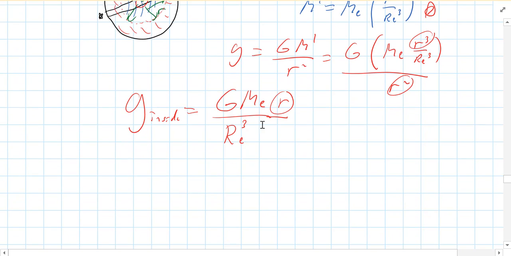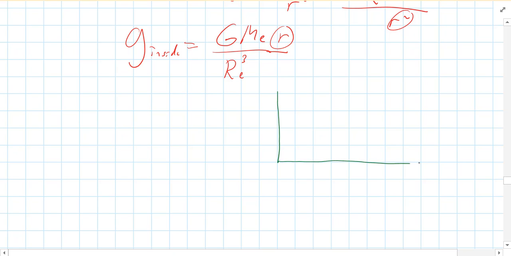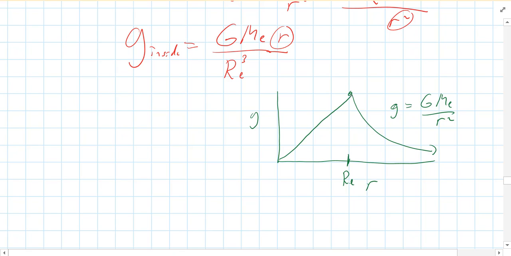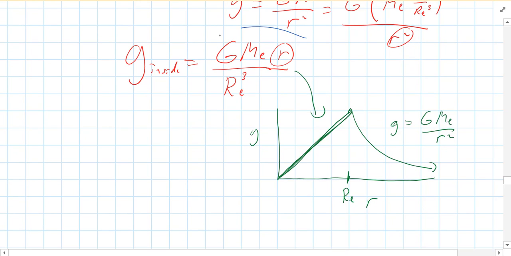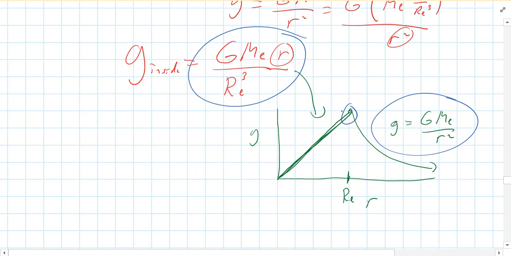If you were to graph this, here's little g versus r, and the point of interest is the surface, the radius of the Earth. If you're outside of this, your equation is little g equals big G, mass of the Earth over r squared, r being wherever you're at outside the Earth. If you're inside the Earth, you've got a line. It's linear, and this is your equation right there. Notice that this equation and this equation have the same value at the surface. If you make this R_E there, and you make this R_E here, those two equations end up being exactly the same answer, which they should because they have that point in common.